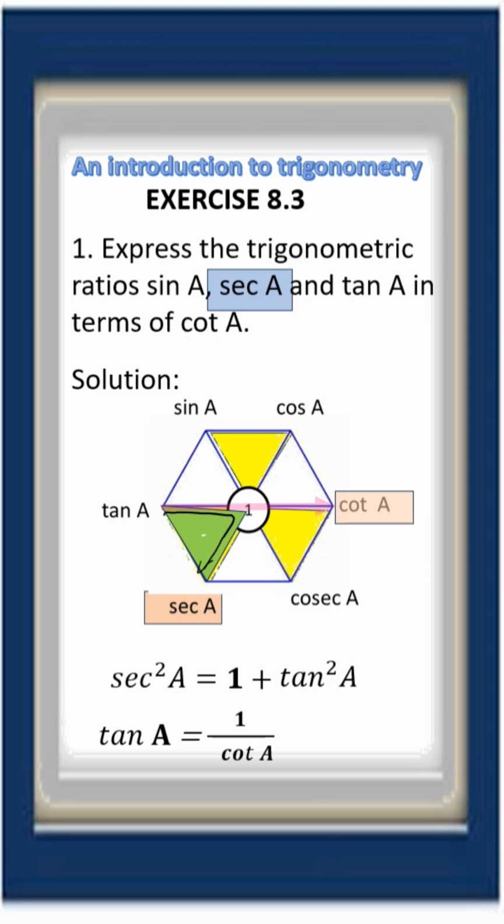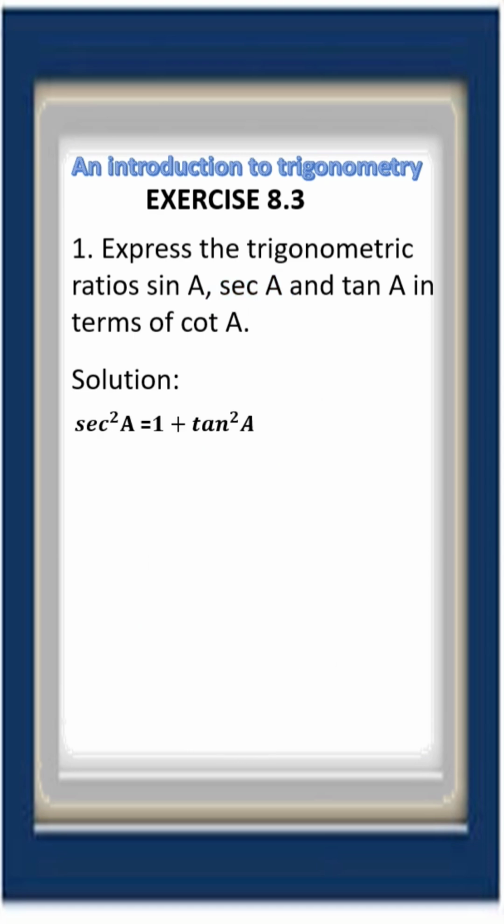Okay. Now we have secant square A is equal to 1 plus tan square A. Now let us convert tan square A into 1 over cot square A. What is the LCM of 1 and 1 over cot square A?